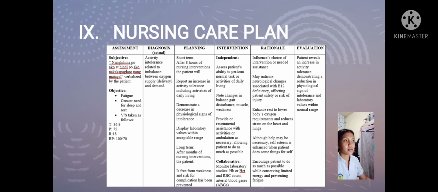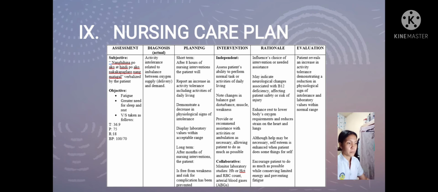Diagnosis: activity intolerance related to imbalance between oxygen supply, delivery, and demand. Planning, short term: after 8 hours of nursing intervention, the patient will report an increase in activity tolerance, including activities of daily living, demonstrate a decrease in physiological signs of intolerance, and display laboratory values within acceptable range. Long term: after months of nursing intervention, the patient is free from weakness and risk for complications has been prevented.